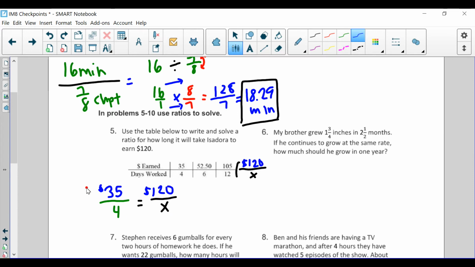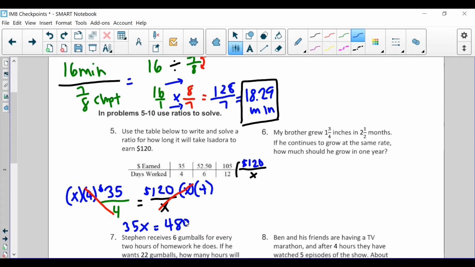What you could do here is multiply this by 4, this by X, and then what I do to one side, I do to the other. X, and then the other one is going to be 4. Boom, got that. Then we're going to be like, oh, things can cancel out. 4's can cancel out. X's can cancel out on this side. So then we're left with 35 times X, which is 35X, is equal to 120 times 4. 120 times 4 is going to be 480.